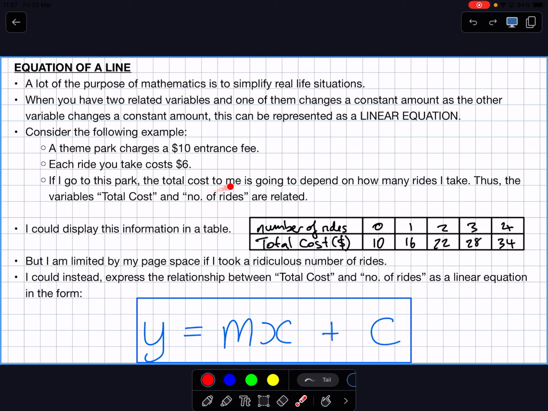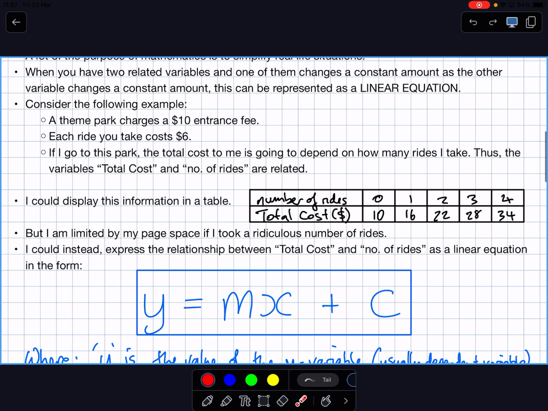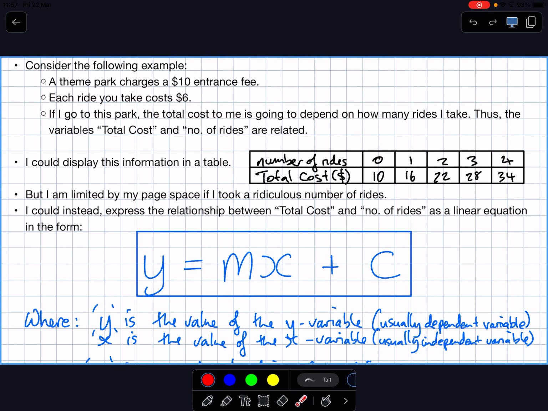So if I go to this park, the total cost to me is going to depend on how many rides I take. So the variables of total cost and the number of rides are going to be related to each other. I could display this info on a table. Do you agree that if I went into the theme park, I would pay $10, and if I took no rides, it would stay at $10? Yeah. You agree with that?